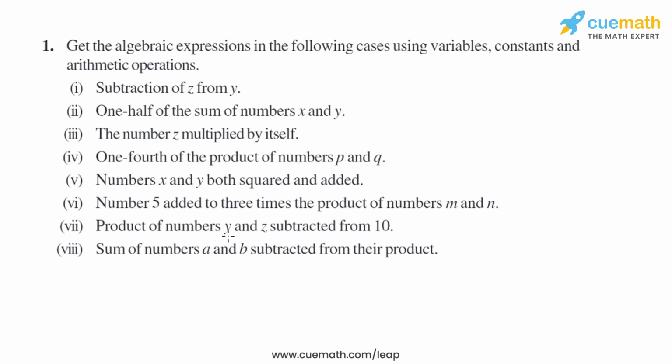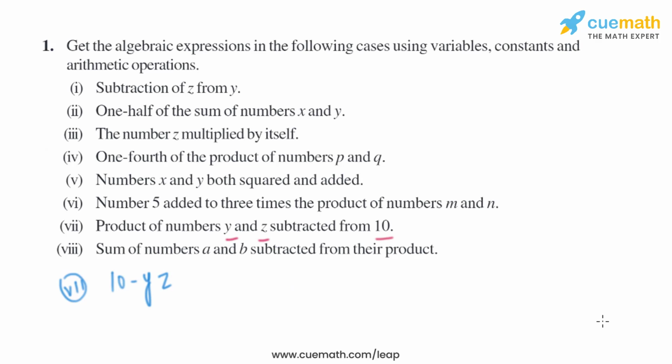Now in the seventh part it is given product of numbers y and z subtracted from 10. So the product of numbers y and z can be written as yz, and we are subtracting it from 10. So it can be written as 10 minus yz.